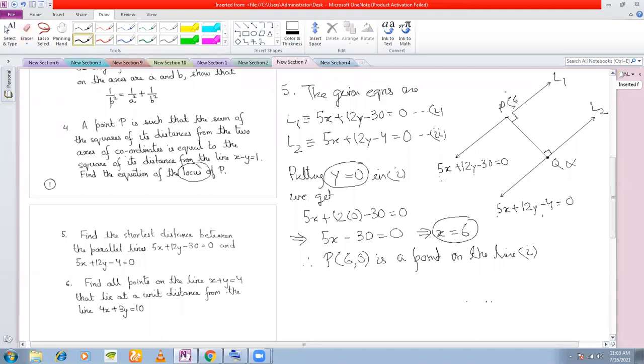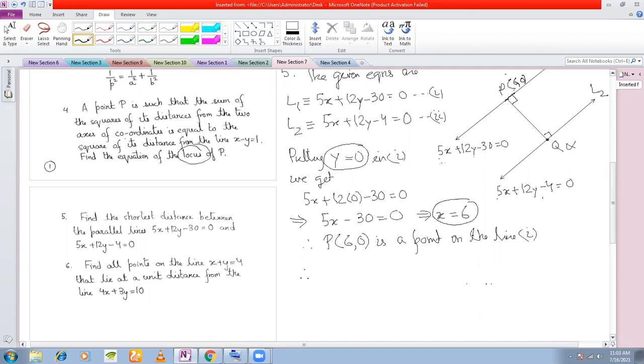P, let's say 60. Now what is PQ? PQ is the perpendicular distance. Therefore, the distance between the parallel lines is equal to PQ. And what is PQ? It is a perpendicular distance in fact.